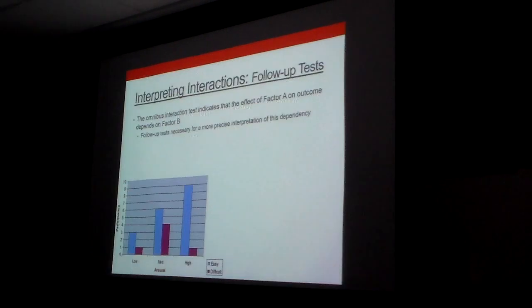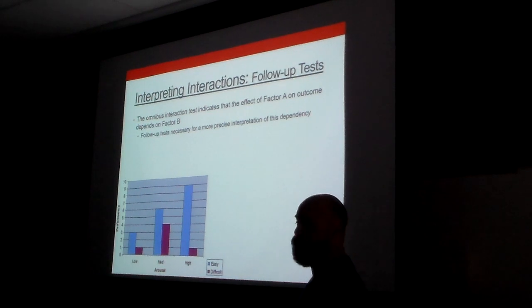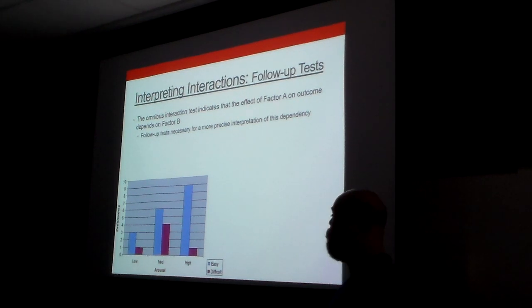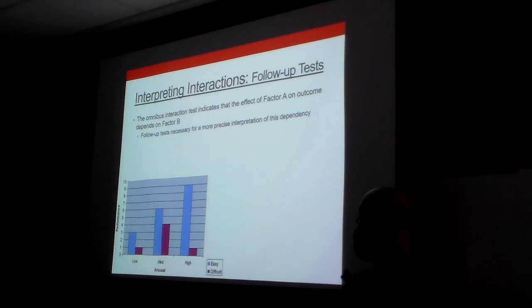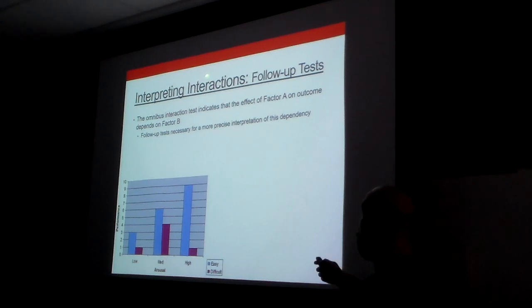Okay. So let's say we have an interaction or some sort of main effect that needs followed up on. How do we go through and do this? Main effects are fairly straightforward. We'll talk about those. Interaction effects can be a little bit tricky, okay?